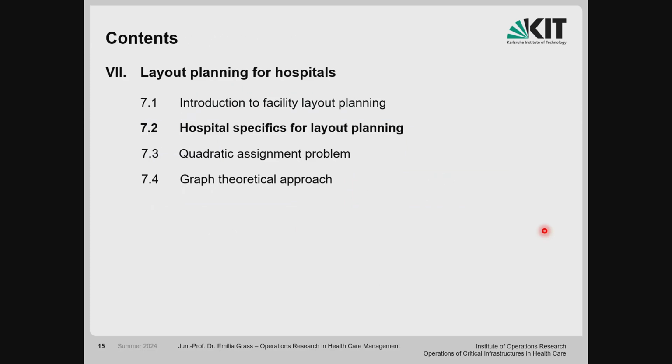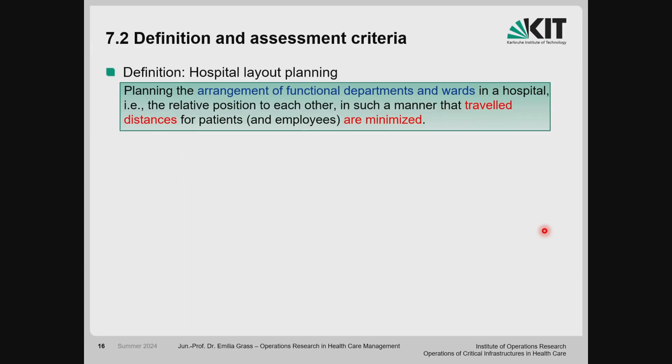Okay, so that was in general, and now what are the specific characteristics of hospitals? Hospital layout planning: hospitals have some particular requirements, not like warehouses, for instance. Okay, so first of all, we again start with the definition. This is the arrangement, so we had that already, the planning of the arrangement, but this time of functions, departments, and wards in a hospital. So the relative position to each other, in such a manner that the travel distances for patients but also for staff are minimized. Okay, so the main focus is now to minimize the travel distance.